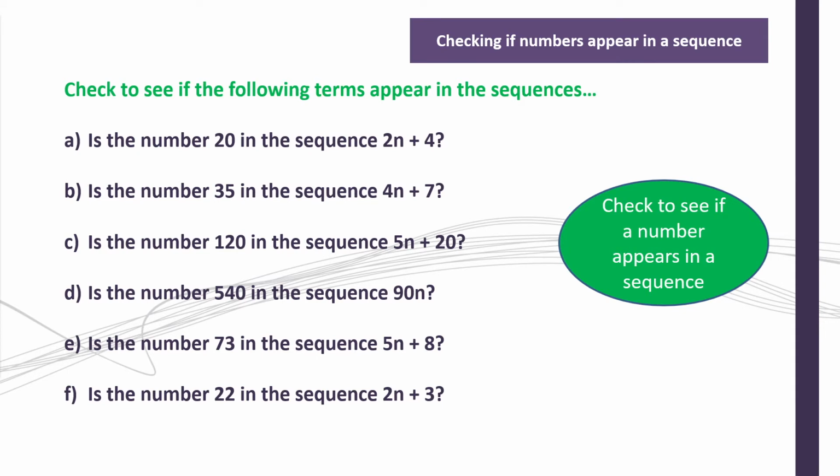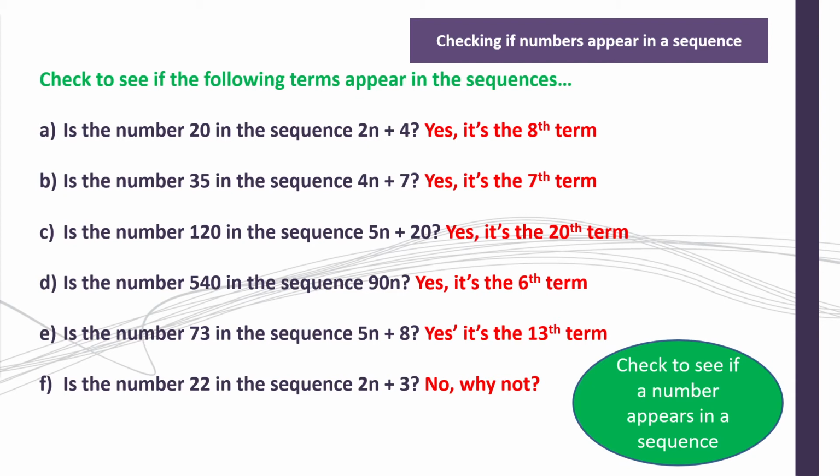Please find out if the following terms appear in the sequences. Pause the video and resume when you are done. Then I will show you the answer. Alright, here is the answer. The only example where the answer is no is F. This is because when you solve the equation, n equals 9.5, which is not an integer.